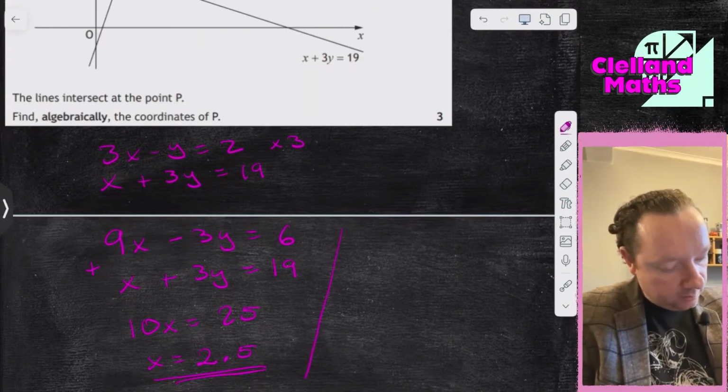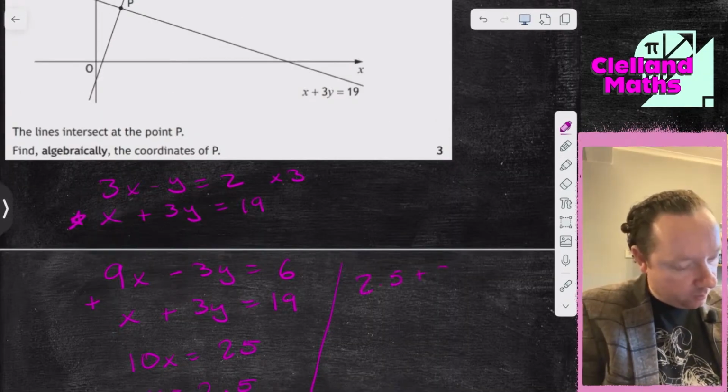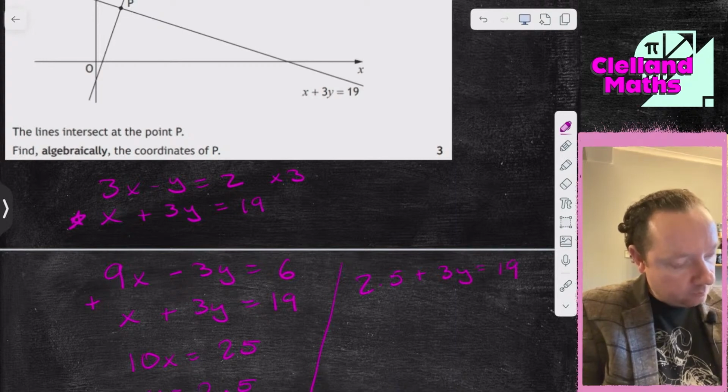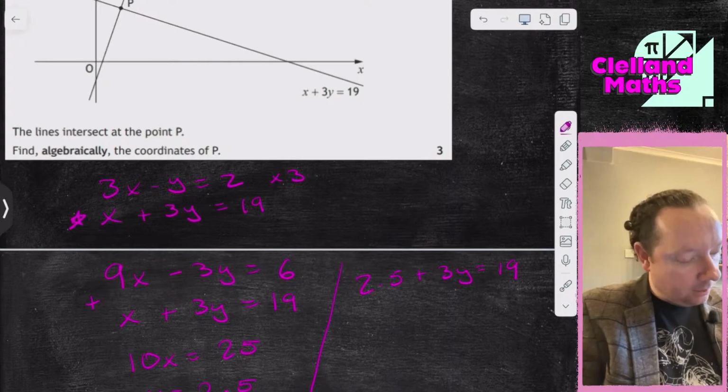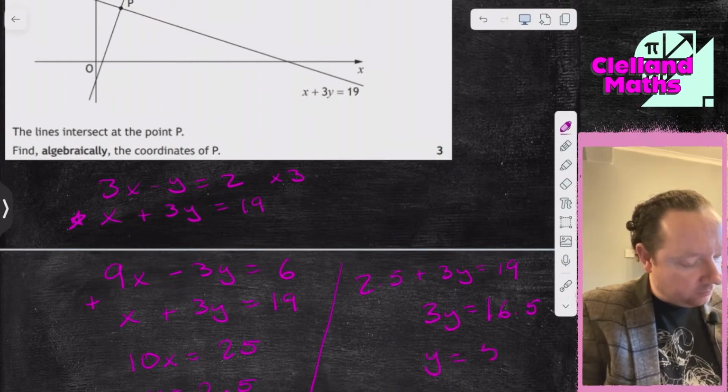So now we'll sub in. We've got 2.5 plus 3y equals 19. 19 minus 2.5 is 17. I know what I did. 16.5 instead of 17.5. And now I can divide by 3. 3 5s is 15. Carry 1. 3 5s is 15. That's better.